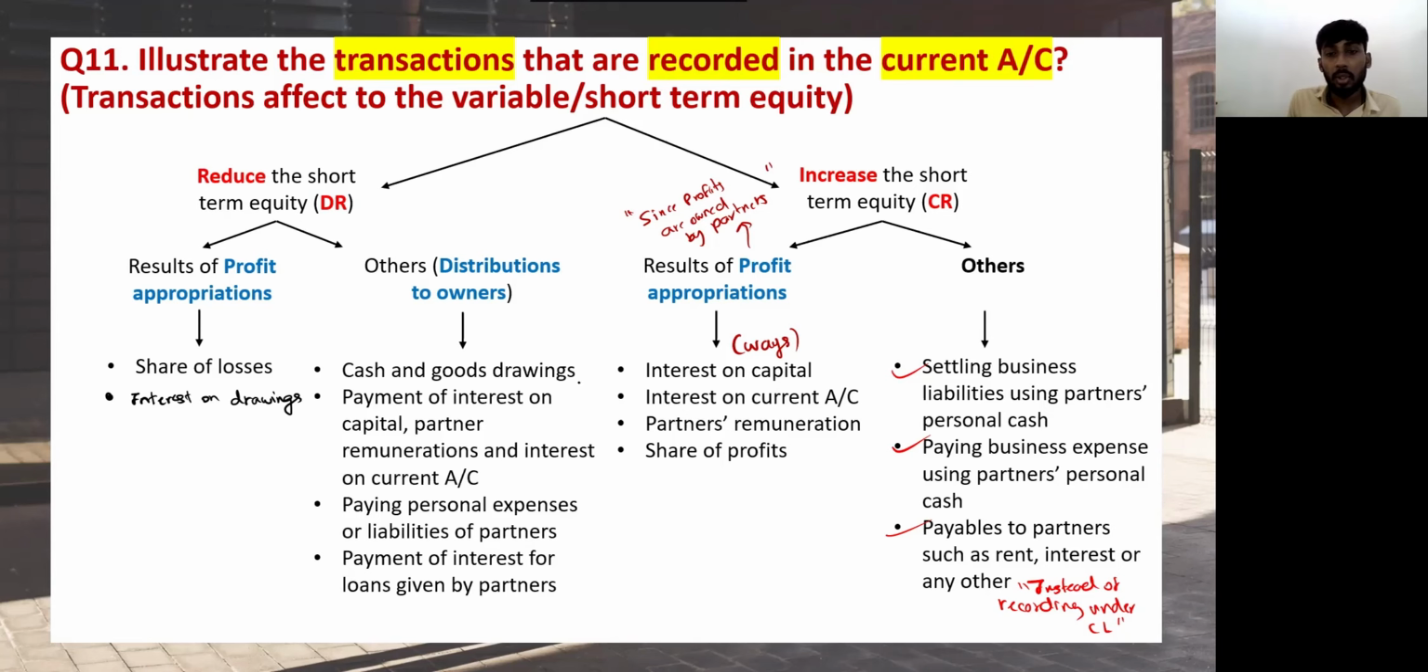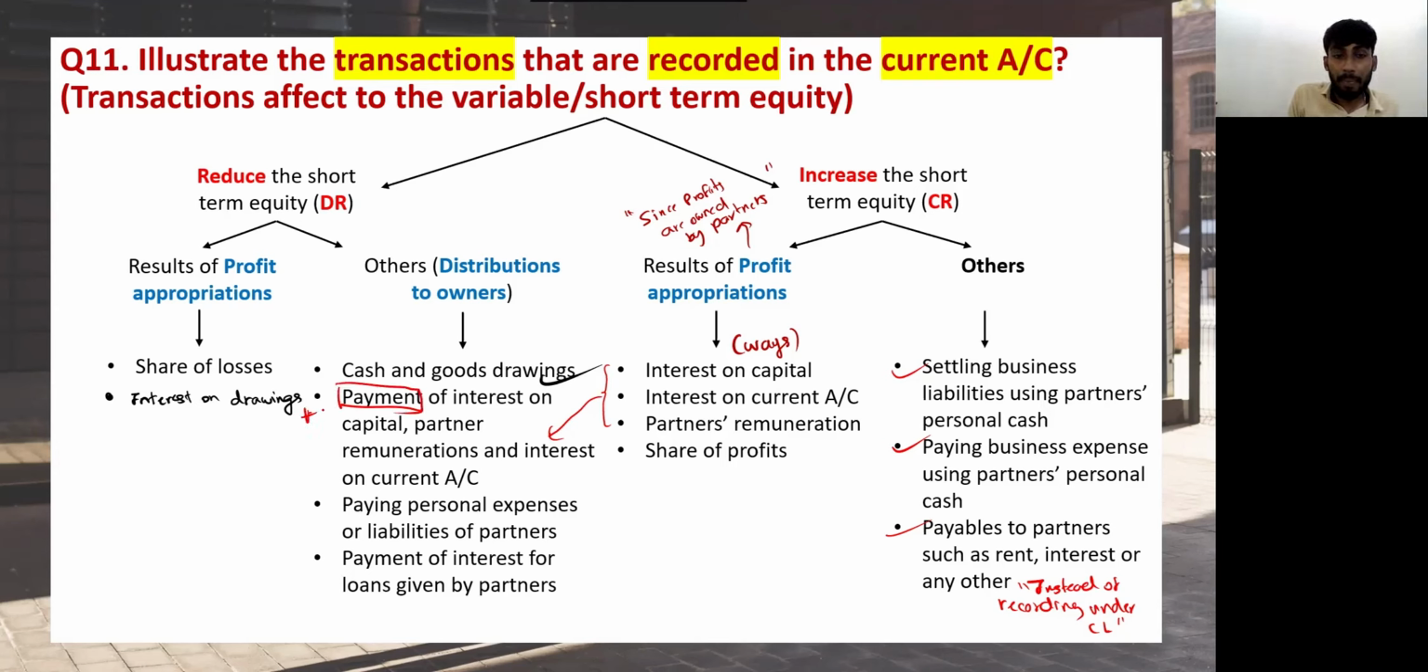So there can be cash or goods drawings and payment of interest. Here, payment of interest on capital, partners remuneration, interest on current accounts. Now you can see these here. These three are profit appropriations. At the very first instance, when we are appropriating the profit, when we are showing the increase of the equity, we are crediting that. But in case we pay that interest on capital by way of cash, when we are paying that, we are debiting that here, the payment.